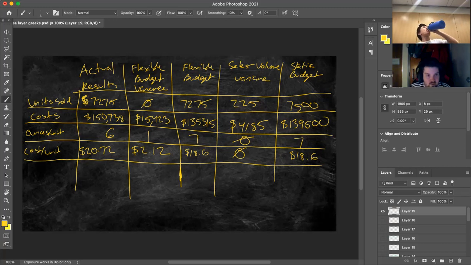Is that 20.72? Yeah. You can always just divide it too. You divide the cost by the units sold. $18.60, or just 18.6? Yep, you don't write the zeros. It's redundant. Okay, I'm all caught up. Cool.